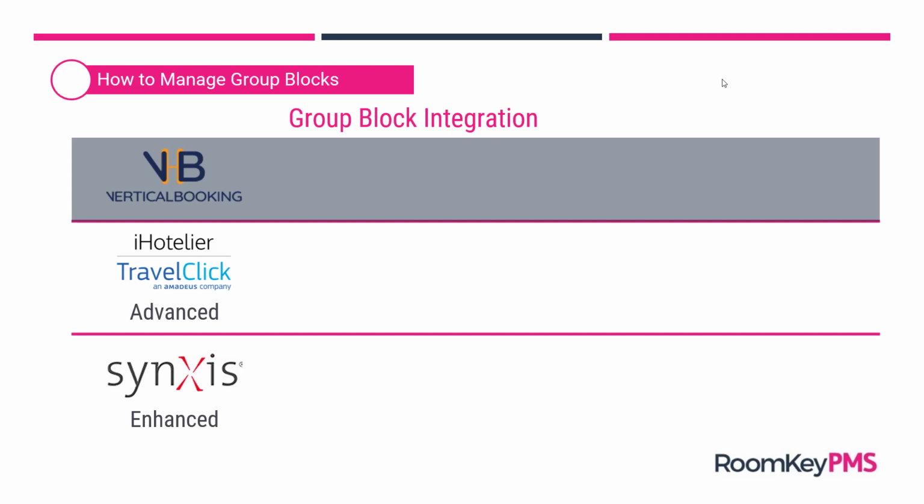But with iHotelier Advanced and SynXis Enhanced, they do support group blocks. So in order to set those up, it's actually pretty straightforward. With iHotelier Advanced, you would simply create the group in RoomKey, and then the group will appear in your iHotelier Advanced portal. And when you're looking at that group in the portal itself, the GDS portal, you'll notice that the block code in RoomKey will correspond to the group code in iHotelier.